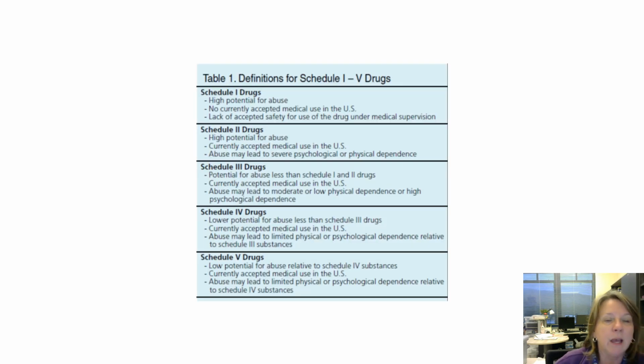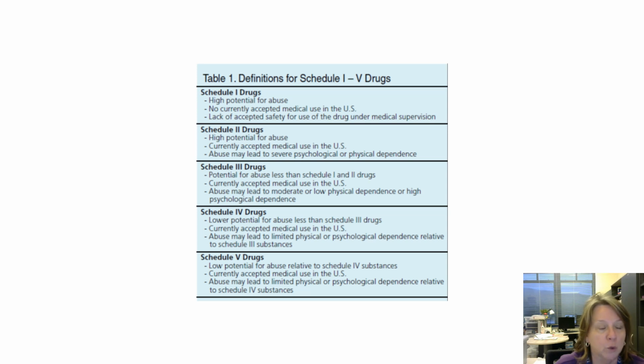Now, the other thing that you will see are scheduling of drugs. It's called the definitions of schedules. We have 1 through 5, sometimes 1 through 6. Here is an actual table that I'm just sharing with you, and it tells you, so if it's a Schedule 1 drug, it's a high potential for abuse. There's no currently accepted medical use in the U.S., lack of accepted safety for the use of this drug for medical supervision. So Schedule 1 drugs are things that we see that we're not giving. Doctors are not prescribing these drugs. These are things that we could see out on the streets or in other countries or wherever, but they're Schedule 1. Schedule 2's highly potential for abuse.